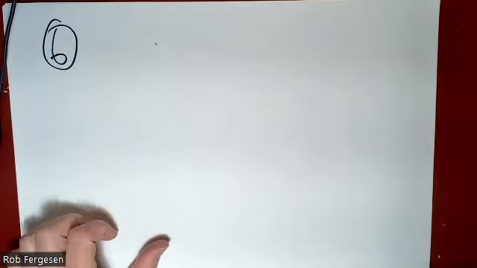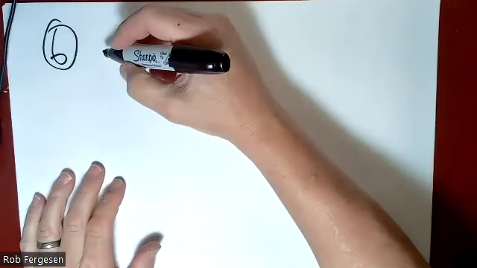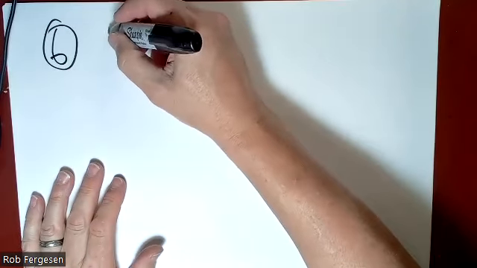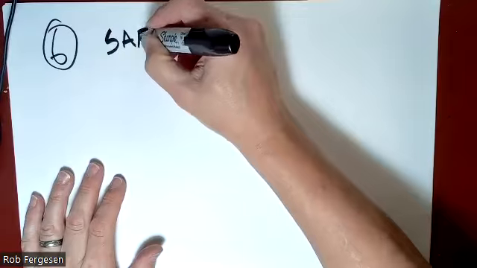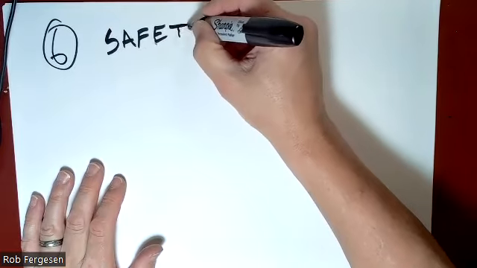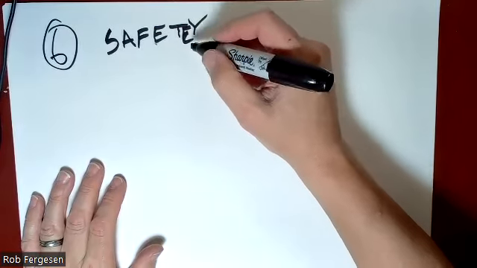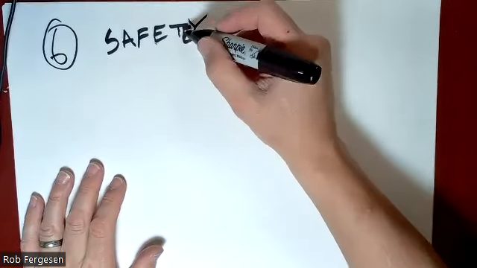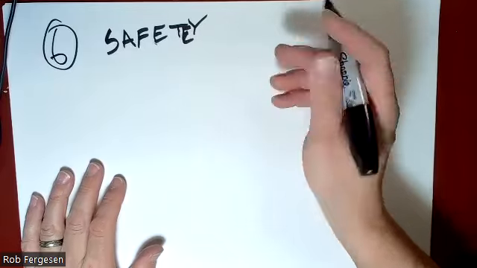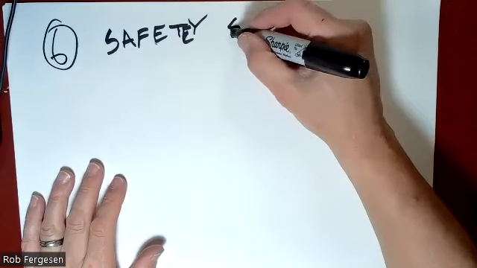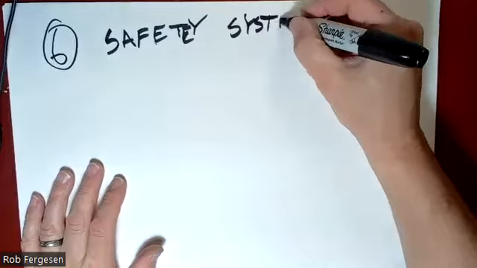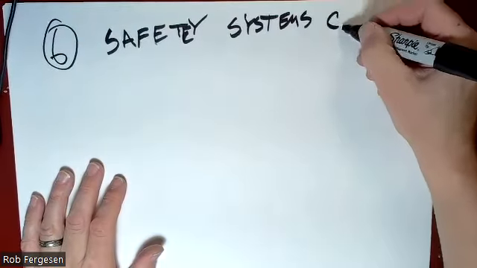Step 6 is the first step from a system standpoint. We're going to call it safety. I spelled it wrong. I'll have to fix this in post. Anyway, safety systems. Check.